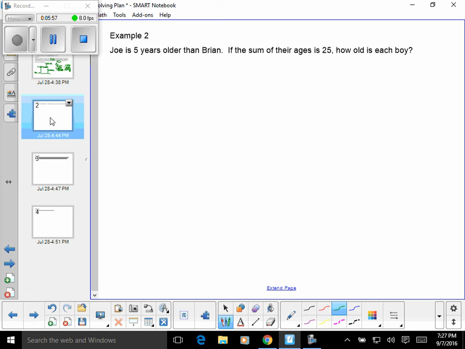And to be frank, we're going to be learning how to do these with equations. It's an algebraic skill. You're going to have to learn anyway. So we might as well start now by using algebra equations to work this. We know that Joe is older than Brian, so let's let Brian's age be X. And Joe, since he's 5 years older, let's let that be X plus 5.